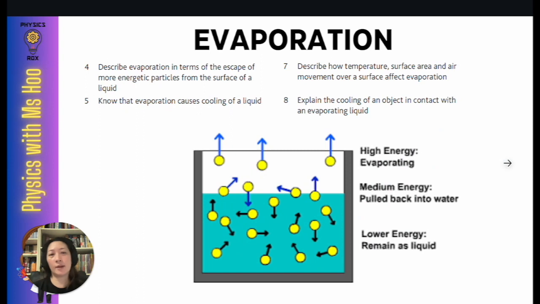You also need to know about the process of evaporation. You need to be able to describe evaporation in terms of the escape of more energetic particles from the surface of a liquid. You need to be able to describe how temperature, surface area, and air movement over a surface affect evaporation, and explain the cooling of an object in contact with an evaporating liquid. So let me just address number 4, 5, and 8 first, which is where you need to be able to describe the process of evaporation and what happens.